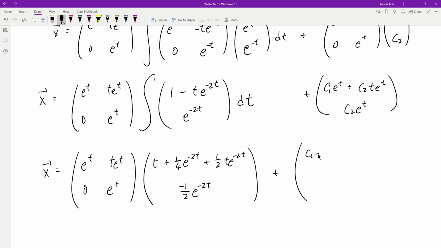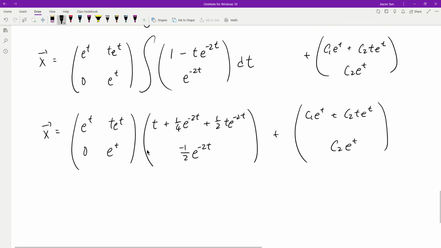And then I have the homogeneous part, c1 e^t plus c2 t e^t on top, and c2 e^t on the bottom. Now what I have to do is multiply these two things together. It does look massive, but nothing much we can do, so we're going to go for it. It'll be e^t multiplied by the top terms, so it becomes t e^t plus 1/4 e^(-t) plus 1/2 t e^(-t).